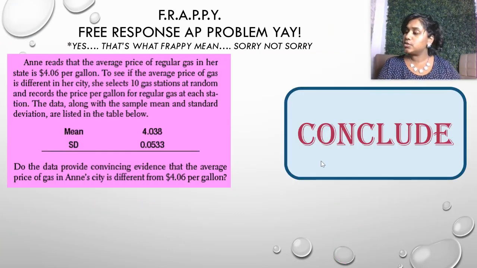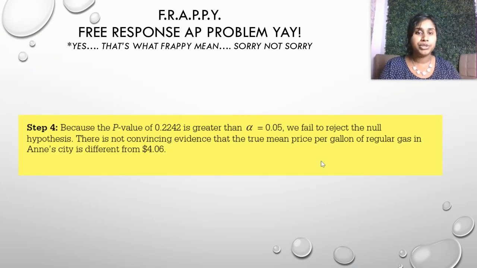Finally, our conclusion. So since 0.2226 or whatever my number was is greater than the alpha 0.05, we end up failing to reject the null. There is not convincing evidence that the true mean price per gallon of regular gas in Ant City is different than $4.06. And that's all we got.